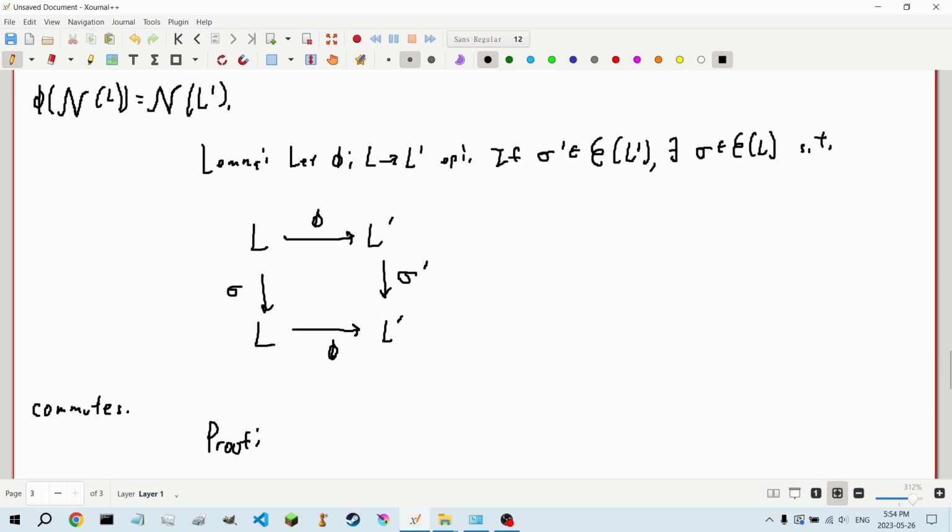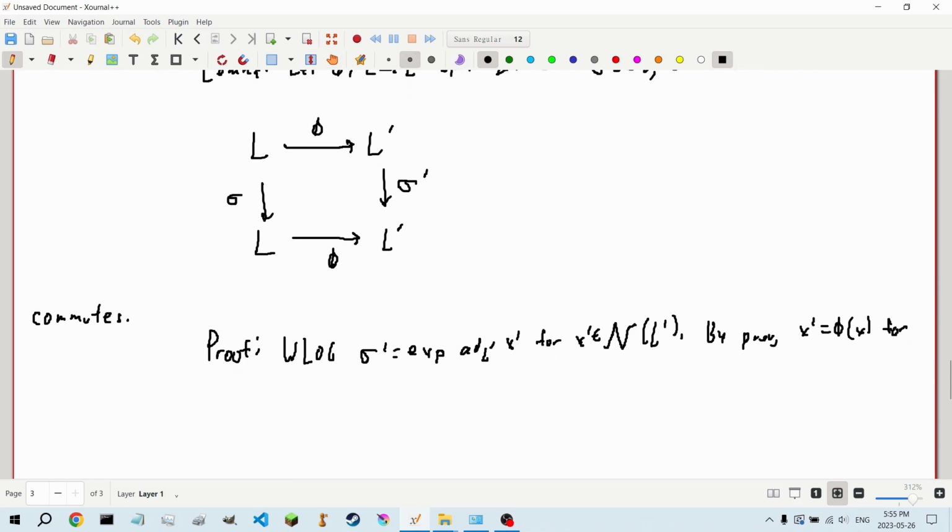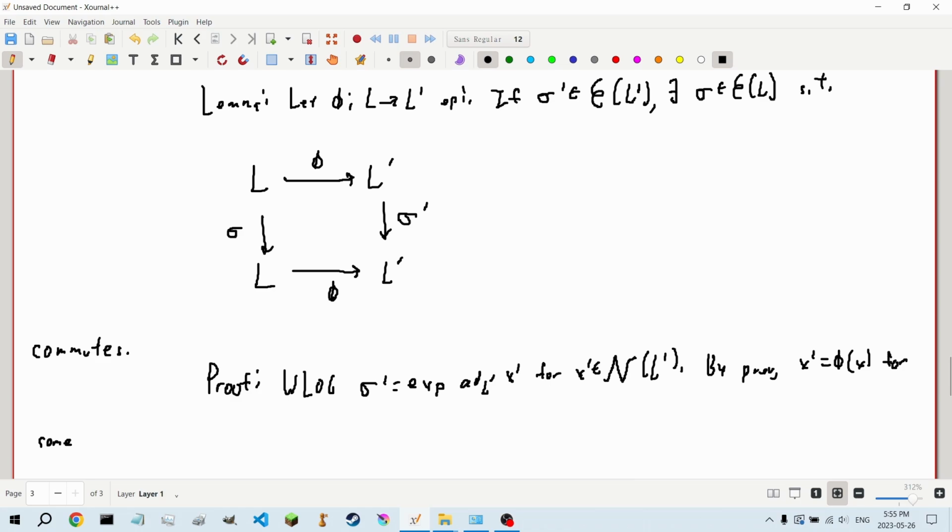All we need to show is, let sigma prime be the exponent of the L prime adjoint of x prime for x prime being strongly nilpotent in L prime. By the previous remark, x prime equals phi of x for at least one x in the strongly adjoint nilpotent elements of L.